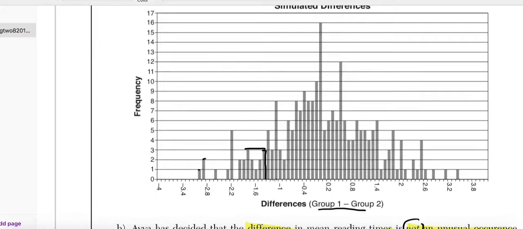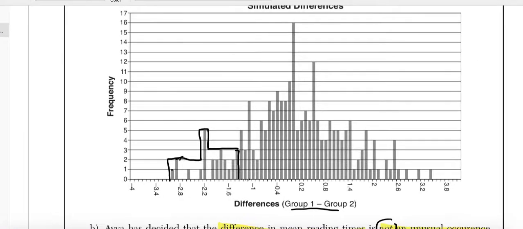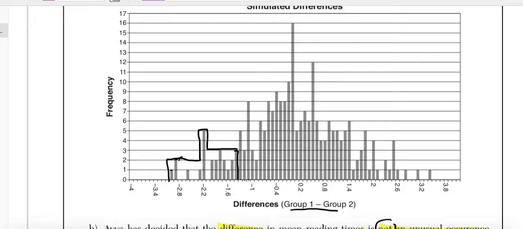So we're going to look to the left-hand side, because -1.4 seconds means they read 1.4 seconds faster. -2.2 seconds means they read 2.2 seconds faster, because they took 2.2 seconds less. So these are the ones that have a mean reading time where the difference is 1.4 seconds faster, or even more. The difference is even greater, even though I'm going towards the negative end, right? The gap is wider, where group 1's speed was faster and faster compared to group 2.